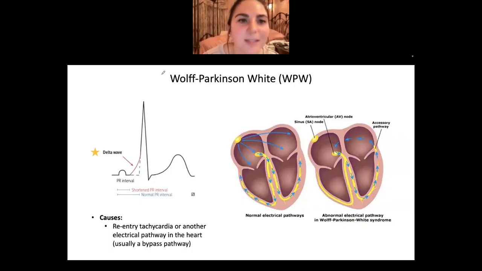All right, Wolff-Parkinson-White. This is another one. This was the one that I had on my boards. I had Wolff-Parkinson-White on boards. They're really hard to see on EKG, I'm not going to lie. So you kind of need to use the vignette to help you with Wolff. They're so hard to see, literally so hard.